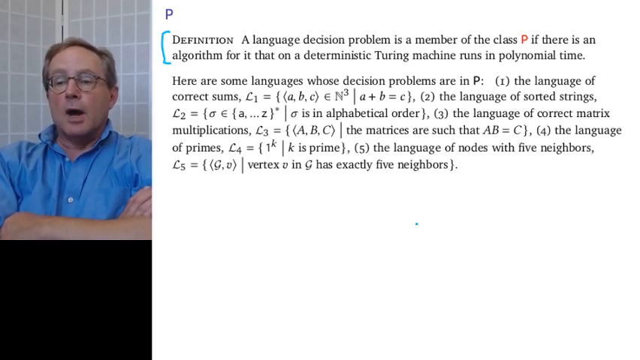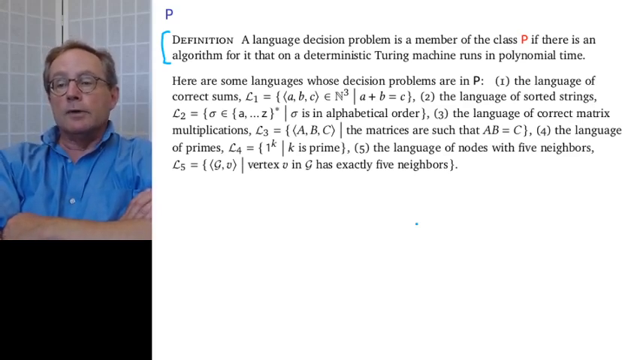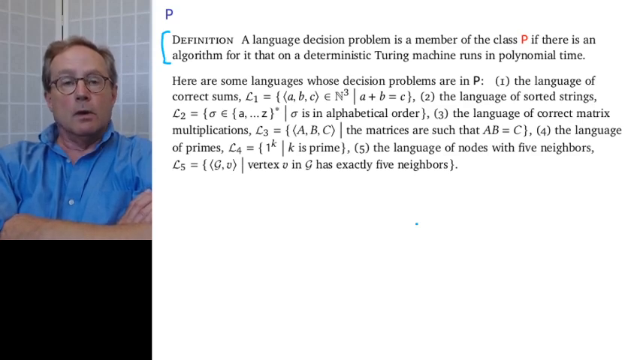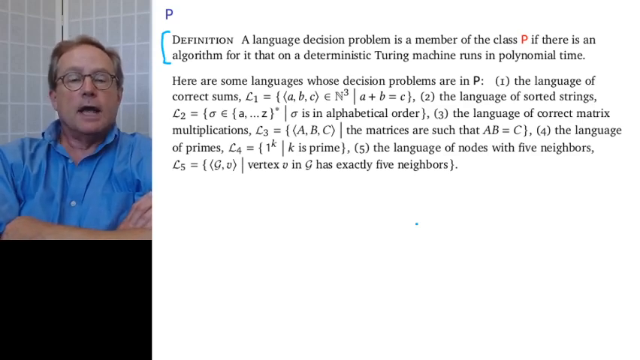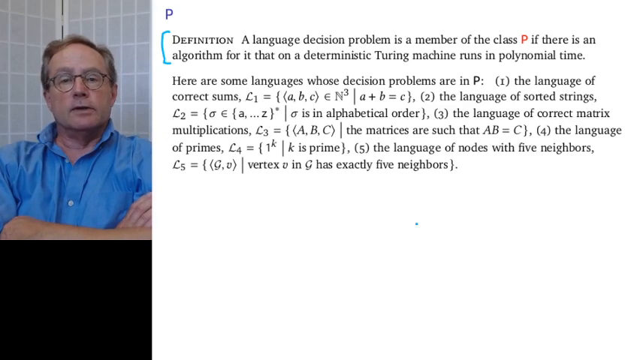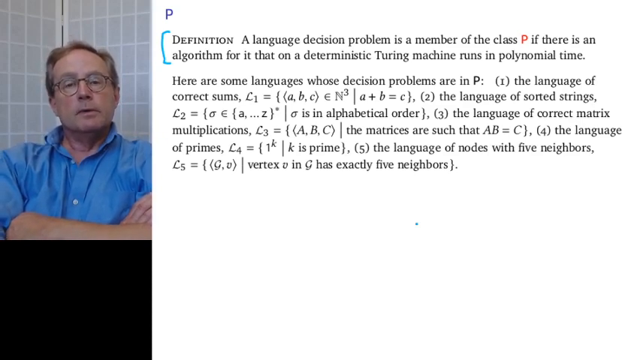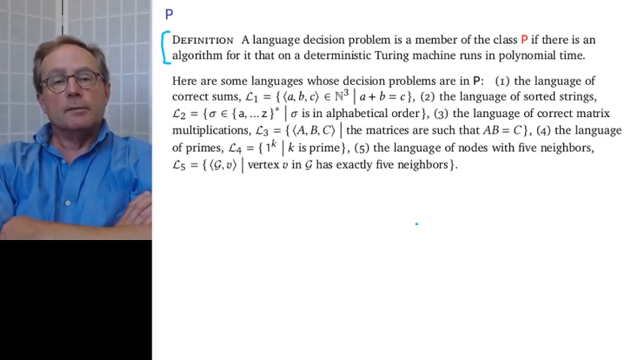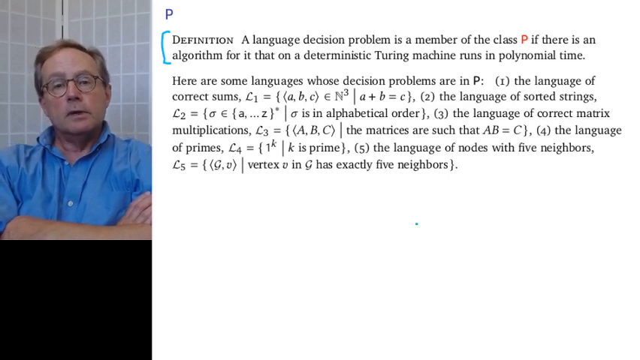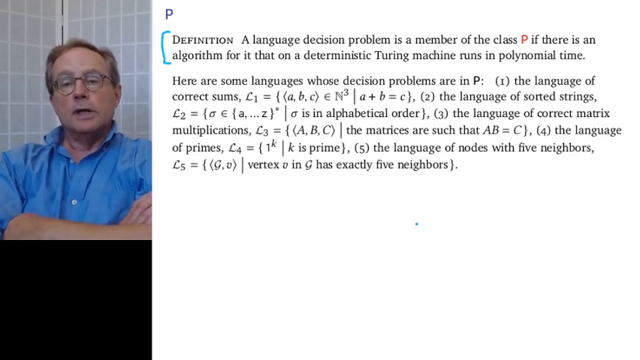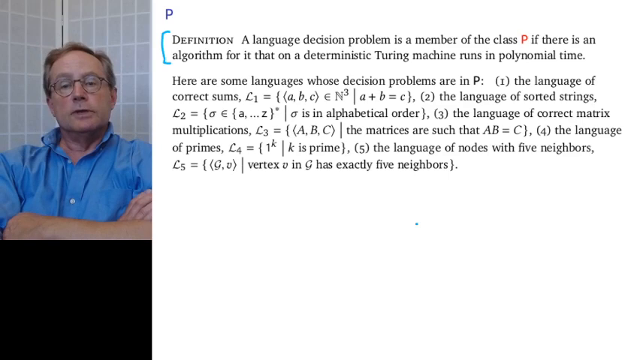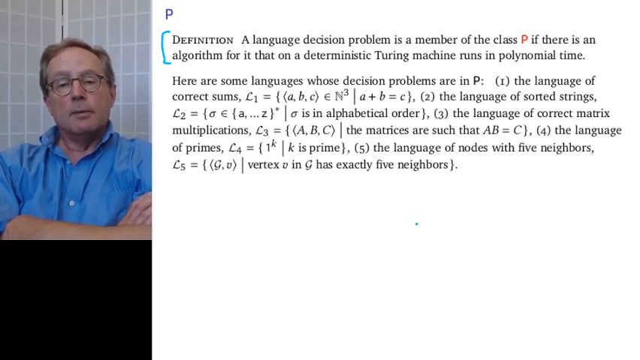What about the language of primes? L sub 4 is, they give you k many tally marks, k many ones, and you're asked yes or no, is k prime. Could you solve that in polytime? Yeah, I think so. You could write an algorithm that took in k many ones and answered yes or no, k is prime, and your algorithm runs in polytime.